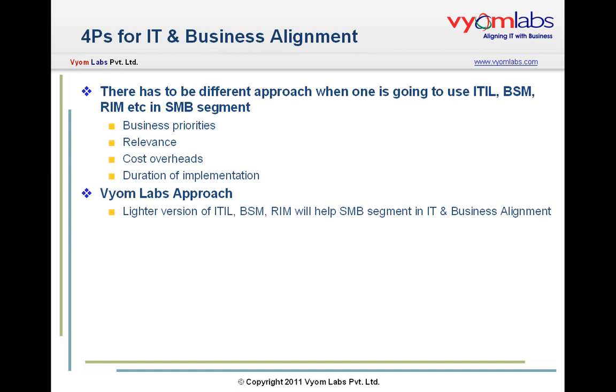Another aspect is, if you are going to adopt these tools and processes, the cost overheads. Small and medium-sized businesses may not be able to digest the cost overheads which a large organization can accept. And the other aspect is the duration of implementation, because they can be bulky and an overkill for the kind of challenges which small and medium-sized businesses have. So one needs to fine tune these things. While the good parts of these processes and tools can be taken, they need not be used as they are in a small and medium-sized setup.